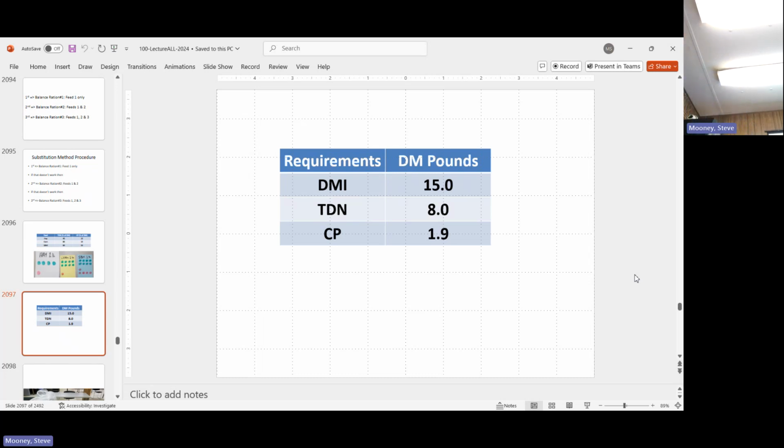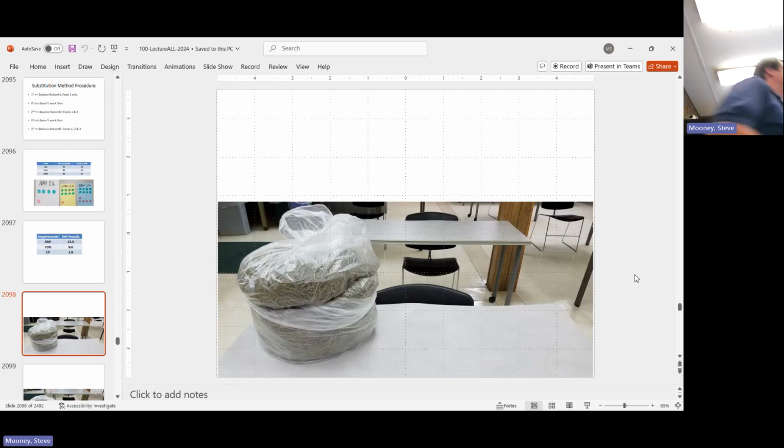The requirements for the heifer that we're going to balance rations for is going to be 15 pounds of dry matter intake, 8 pounds of TDN, and 1.9 pounds of crude protein. So I do my first ration. My first ration's gonna be all feed 1. It's gonna be all 4-inch.